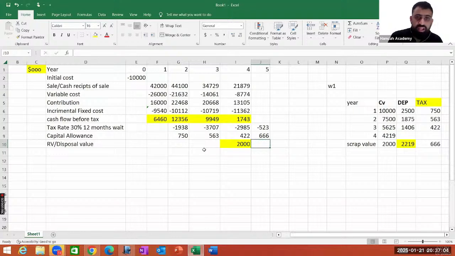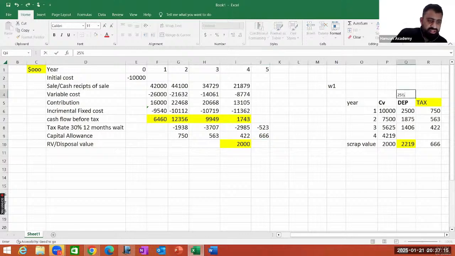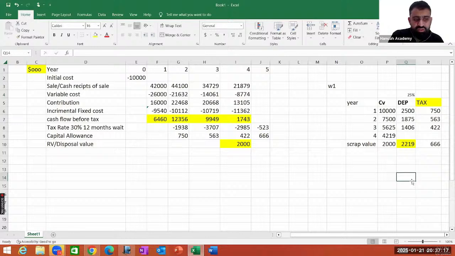And after that, we will take the capital allowance. Capital allowance is a tax relief on taxable depreciation. Here, I assume that in the question it is told that tax allowable depreciation is 25% on a reducing balance basis. So we take the depreciation and apply the 30% tax rate to get the tax relief. Year 1 relief in year 2, year 2 relief in year 3, and year 3 relief in year 4, according to the tax working.